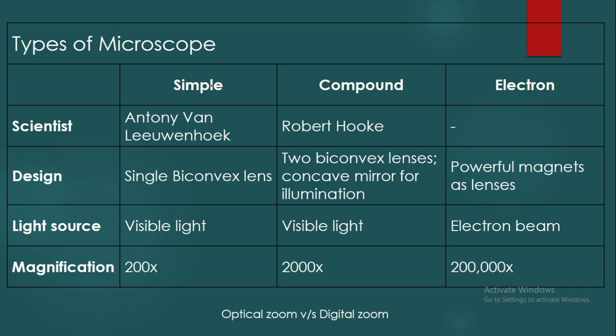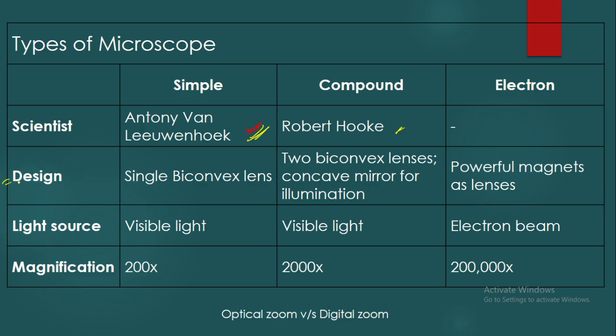Who invented the simple microscope? Anton van Leeuwenhoek. Anton van Leeuwenhoek was the first person to look at microorganisms. The compound microscope was invented by Robert Hooke. He coined the term cell. Both of these we have discussed.